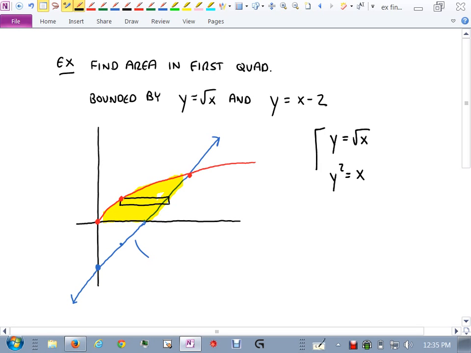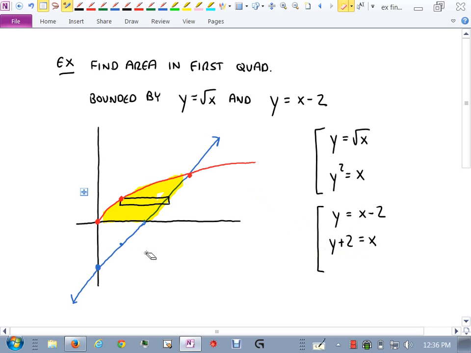And then take the other equation, which is y equals x minus 2, solve for x. All you have to do is take 2 and add it to both sides. So x is a function of y. X is a function of y.